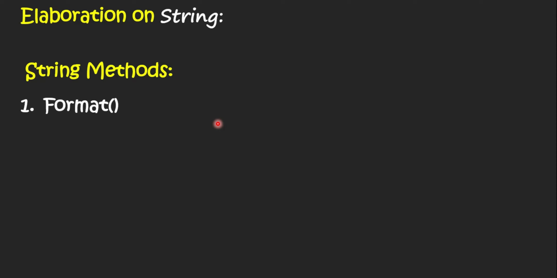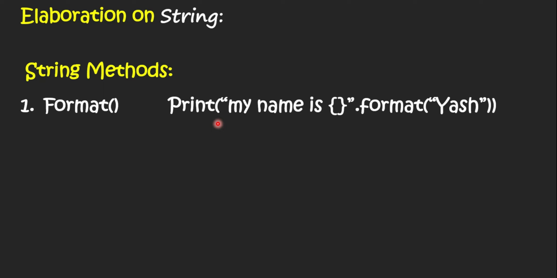So now let us have a look at string methods. The very first one is the dot format method. Here's a simple example of the dot format method. Here I am printing my name is and then curly brackets, and using dot format, inside the bracket I'm writing my name Yash. So the output that will be printed is my name is Yash. This would be placed inside of this bracket. All right, that is really easy, right?